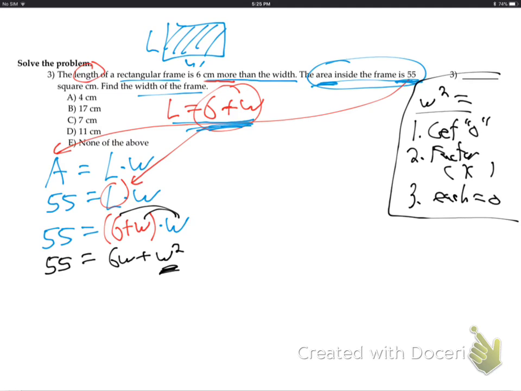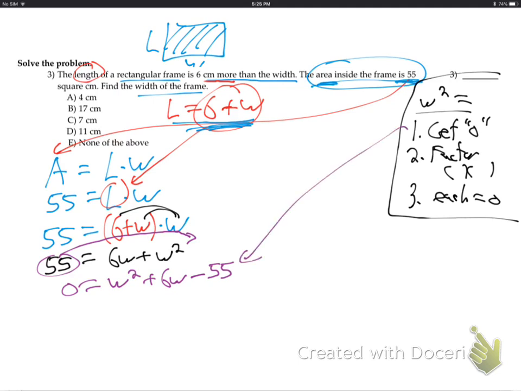So we got to get a 0. So step 1, whenever you see x squared or w squared, get a 0. So I'm going to jump this 55 over to here. That'll put 0 on this, and I'm going to rearrange these, put the w squared first, then the 6w, and the 55 will be negative because it jumped to the other side. So that was step 1, get a 0.